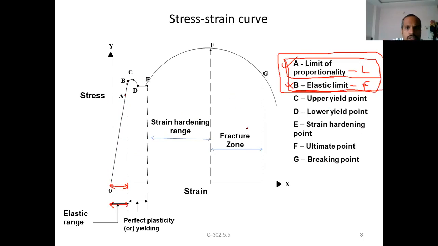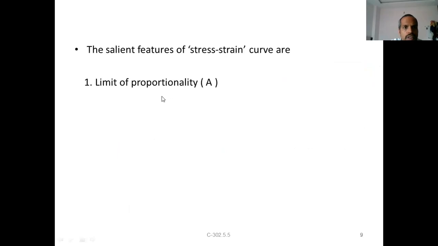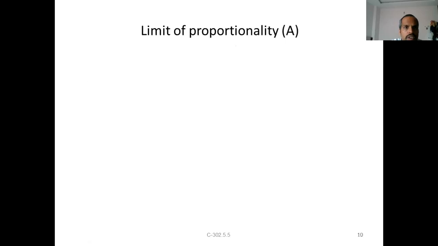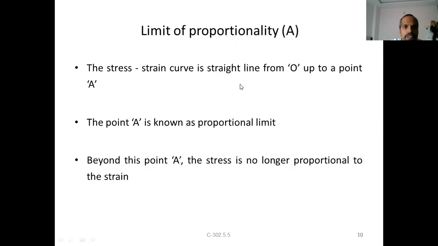Next, come to the upper yield point. So let us first go to the limit of proportionality. These are the important salient points that were already in the previous slide. The stress and strain curve is a straight line from O up to a point A. The point A is known as the proportional limit or limit of proportionality. Beyond this point A, the stress is no longer proportional to the strain. Strictly speaking, only up to this point is the stress proportional to strain.